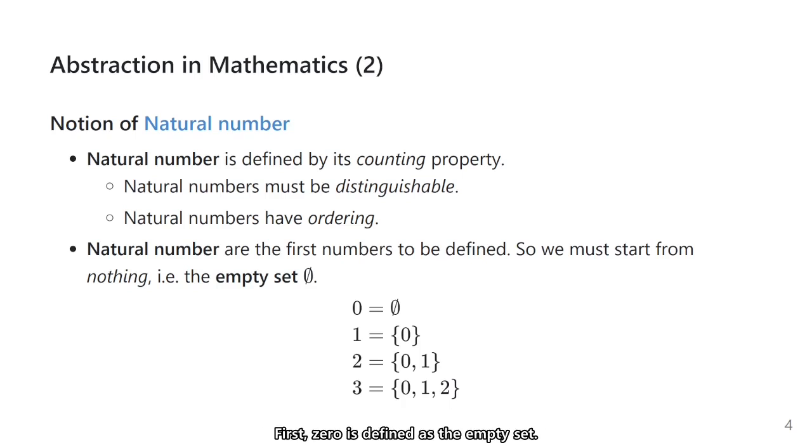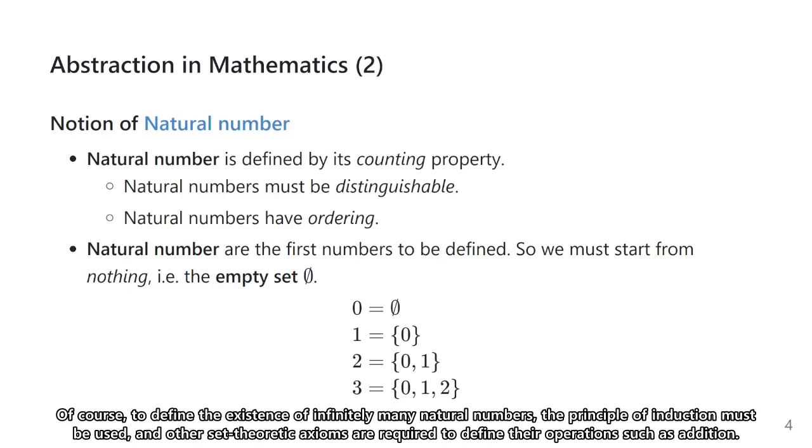First, 0 is defined as the empty set. Next, 1 is defined as a set containing the empty set. Then 2 is defined as a set containing 0 and 1. Continuing this process, all natural numbers can be defined.